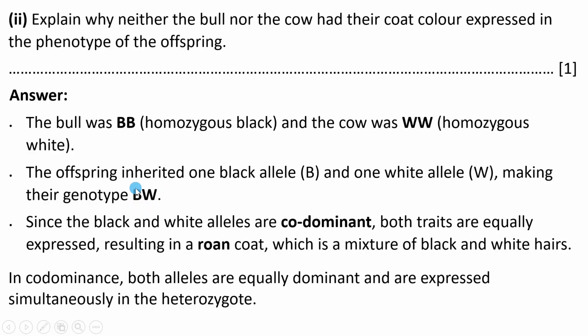They are both dominant. Okay, so that kind of having both genes being expressed in a trait or phenotype is what is known as codominance. So in codominance, both alleles are equally dominant and expressed simultaneously in the heterozygous. So this one will now be heterozygous. So this is the answer.